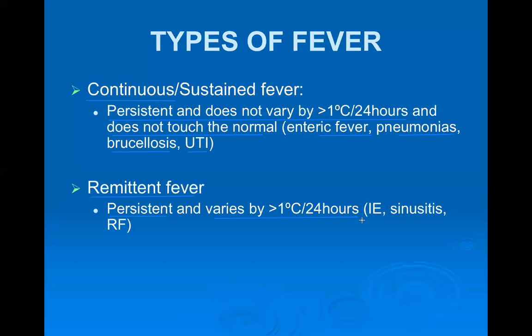Sometimes the patient may have 40 degrees centigrade, sometimes 38.5 degrees centigrade. So there is clear-cut fluctuation by more than 1 degree centigrade, but it never comes back to 37 degrees until and unless we treat the cause. Some of the causes are infective endocarditis, especially the acute type caused by Staph aureus, sinusitis, and even rheumatic fever. These are the causes of remittent fever.